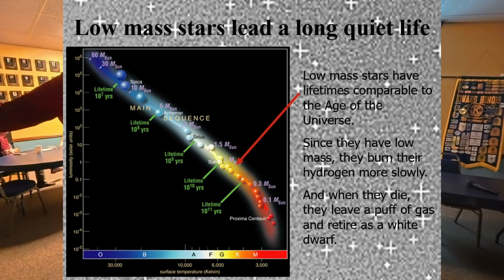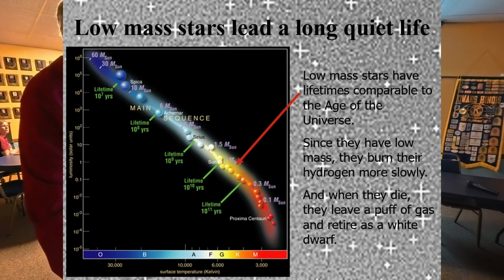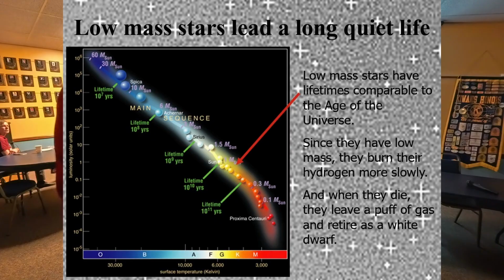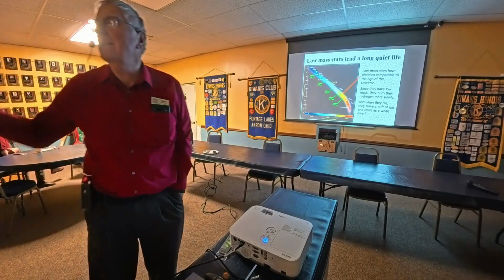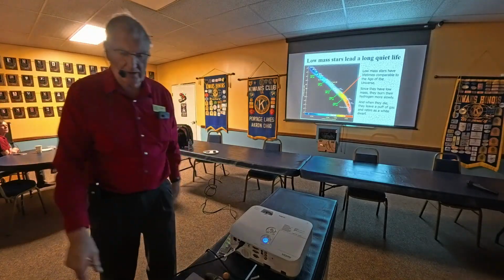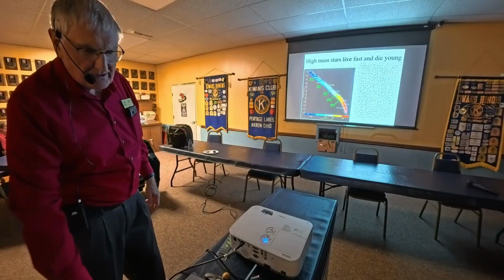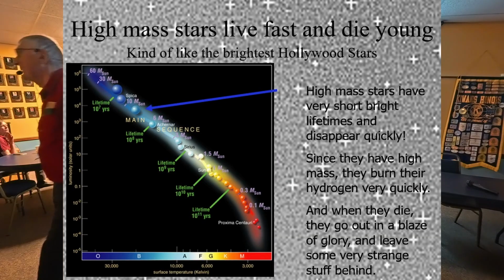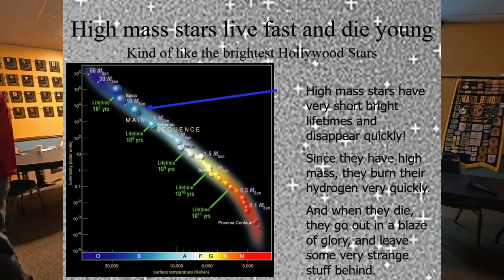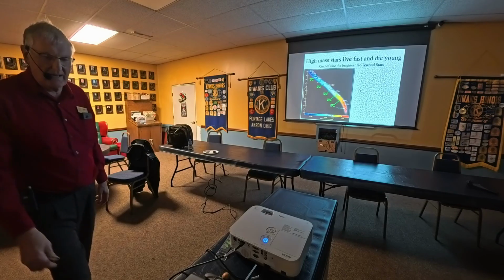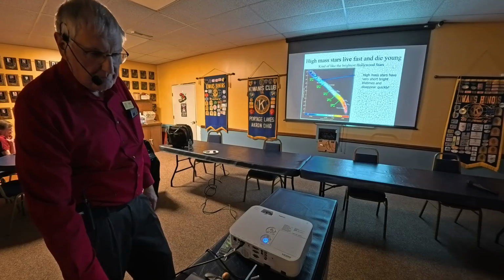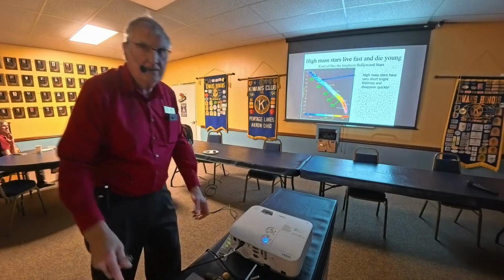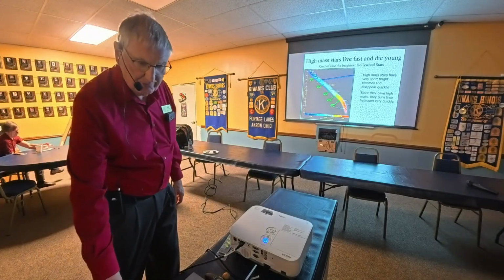As I said, some of them have life expectancies past the age of the universe. That's because they burn their hydrogen much more slowly, and when they die, they leave this puff of gas and retire as a white dwarf. High mass stars live fast, die young, kind of like our brightest Hollywood stars. Great comparison. They're all leading these fast lives, and they die pretty quickly because they're burning their hydrogen much more quickly.